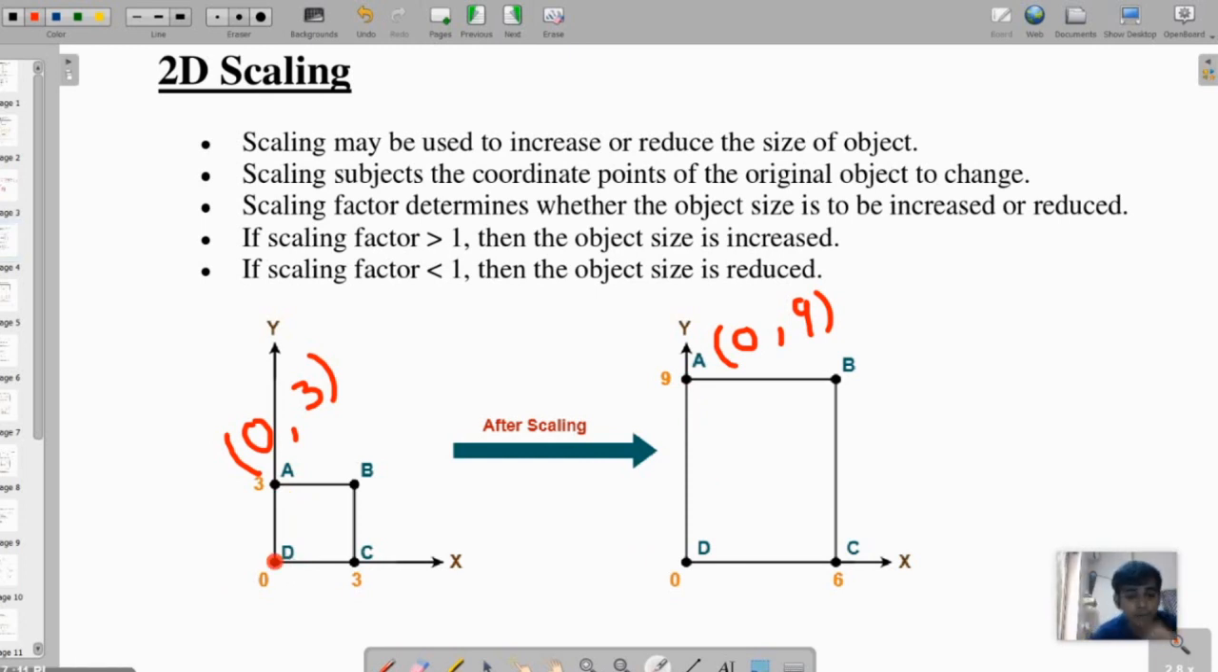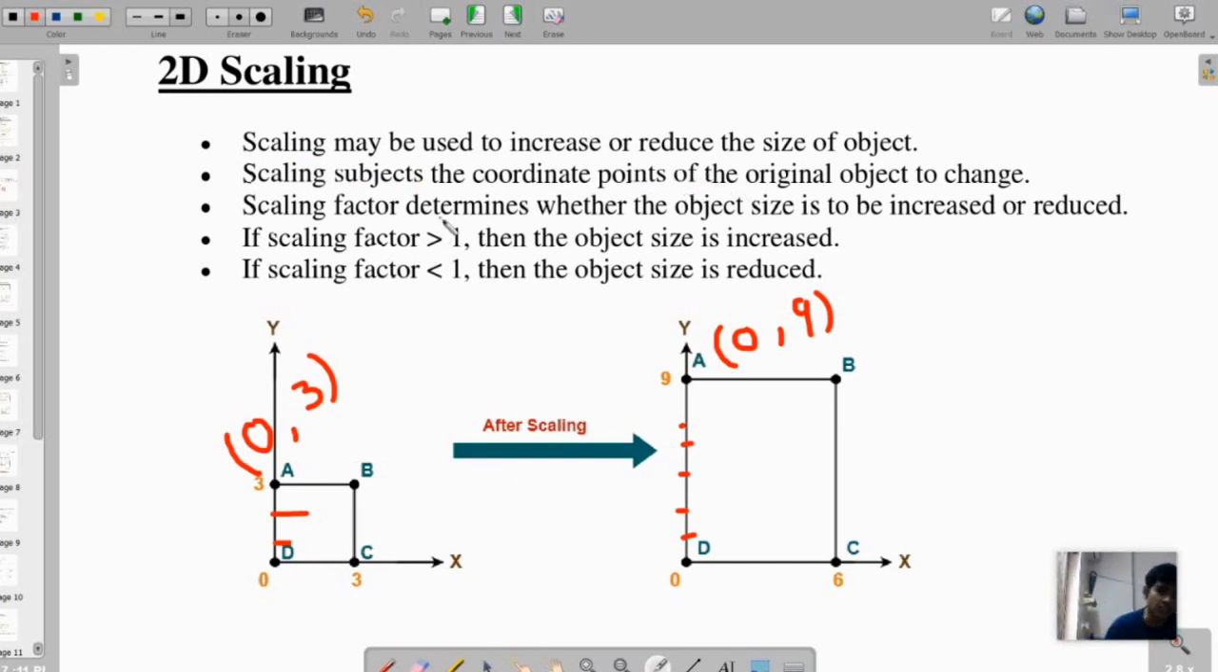Before scaling, its length was 3 blocks. Now, after scaling, its size is equal to 9 blocks. So the second line is justified. Scaling subjects the coordinate points of the original object to change.